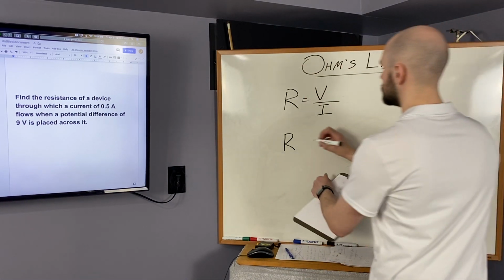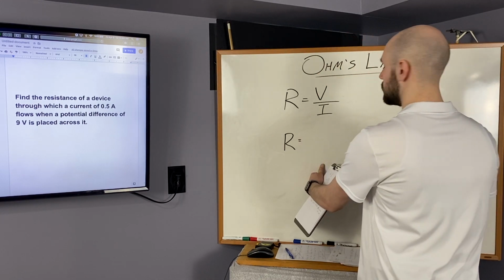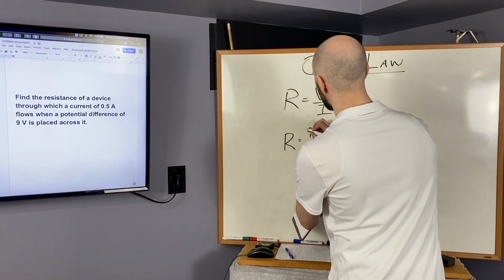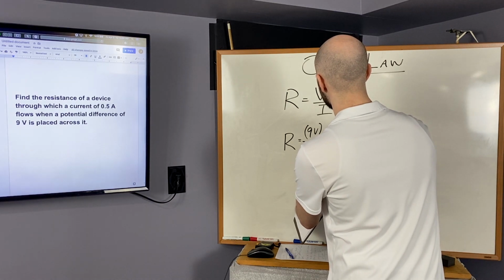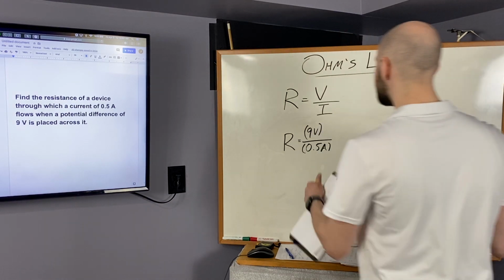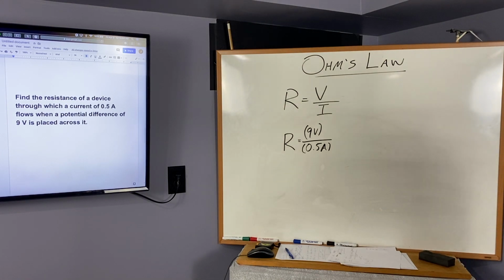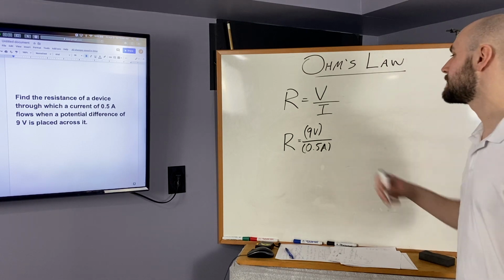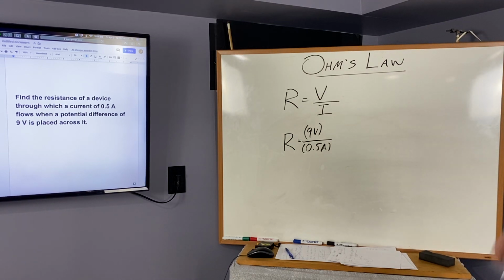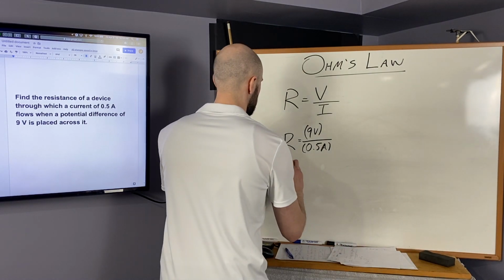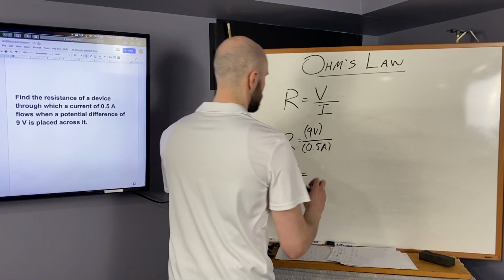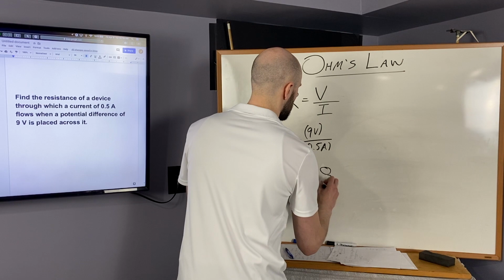R is equal to the voltage given, potential difference is 9 volts. Current flowing through it is 0.5 amps. So how much resistance does this device have? How much is going to resist the flow of electricity? Well, we take 9 volts divided by a half. Dividing by a half doubles it, so the resistance here is equal to 18 ohms.